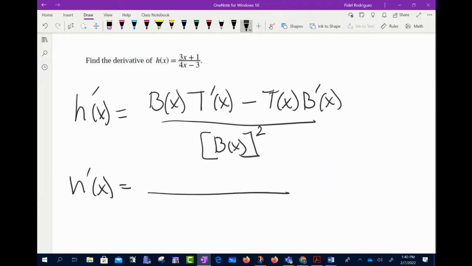Okay, first thing, what's the bottom function? 4x minus 3. Boom, perfect. What's the derivative of the top function? 3. Excellent. Minus the top function. What's the top function? There you go.